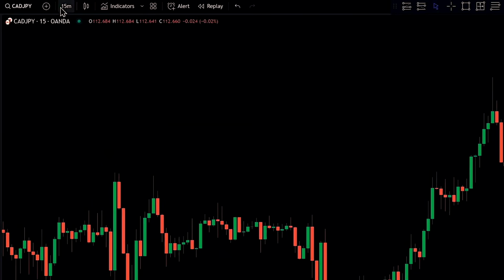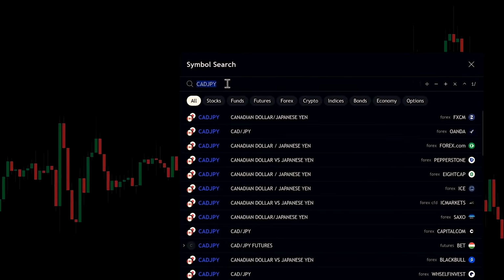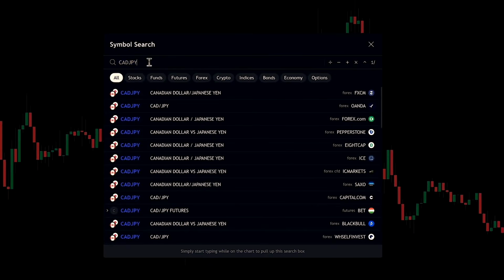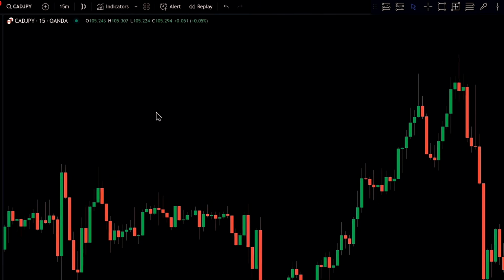Once you're there, load the 15-minute time frame for Canadian dollar against Japanese yen, for example. But don't worry, this strategy isn't limited to just that pair. It works on any security as long as you're using a time frame between 1 minute and 4 hours, so it's pretty flexible, isn't it?